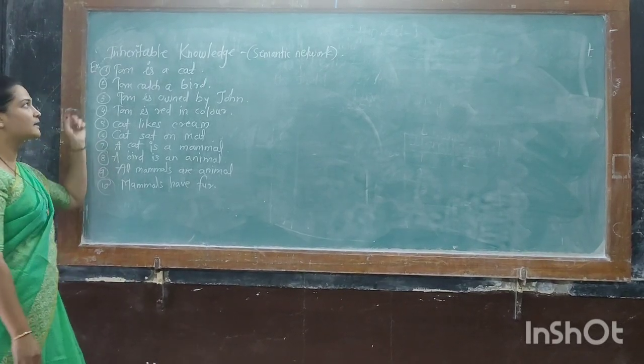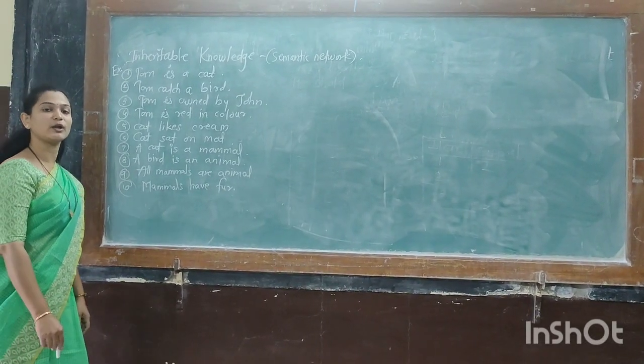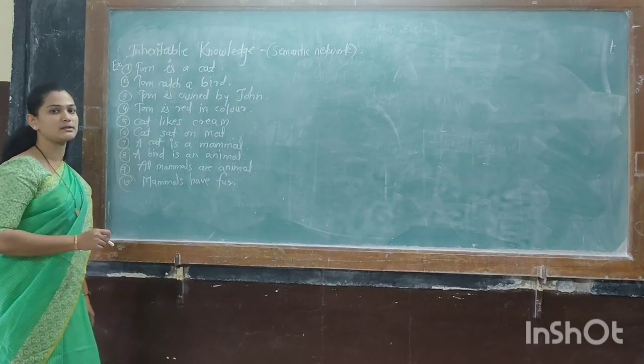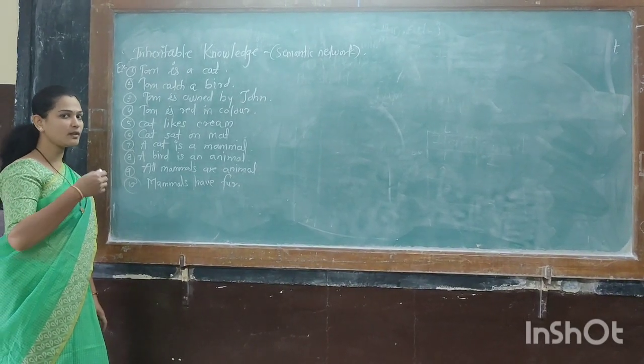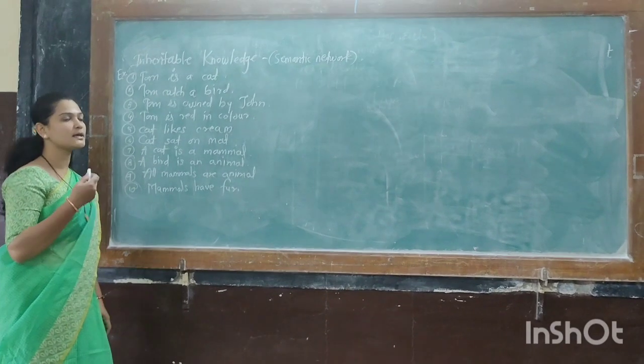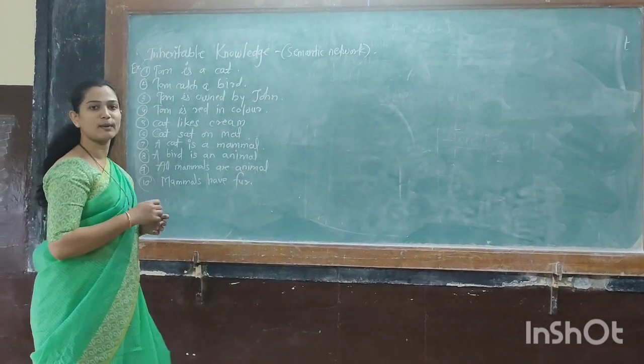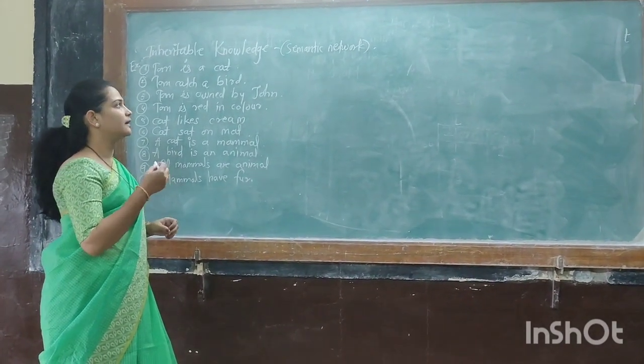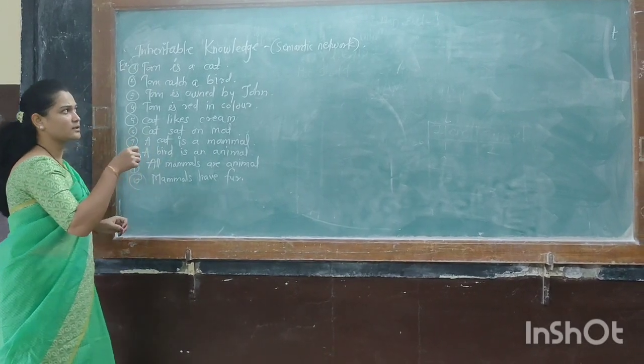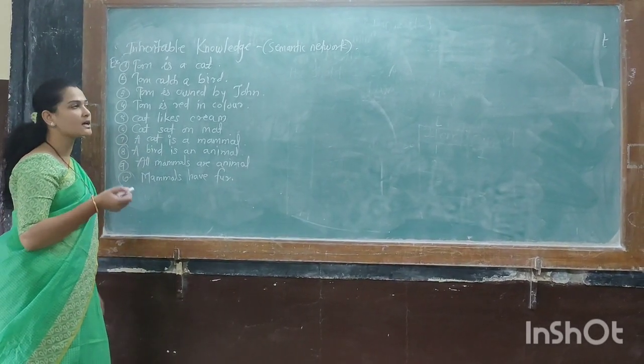The representation technique is inheritable knowledge. Inheritable knowledge is a type of knowledge in which a knowledge element inherits attributes from its parent. It is also known as a semantic network. Hence, it includes slot and filler structure as well as frames.